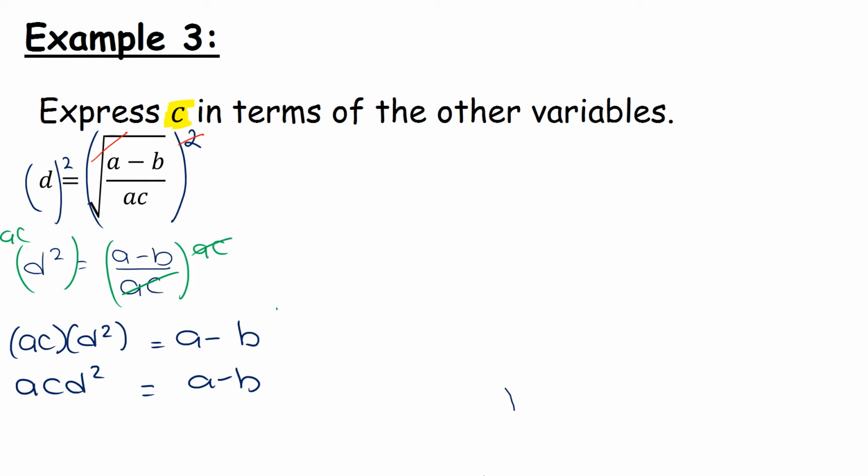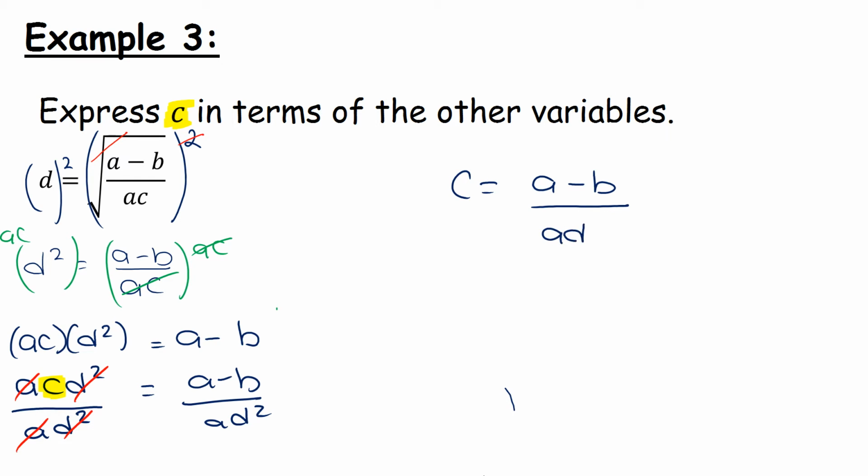I just want this c. Remember, these letters written together are actually multiplied. So I can divide both sides by ad squared. And here, these cancel. And what I'm left with is c equals a minus b over ad squared. So I've now expressed c in terms of my other variables.